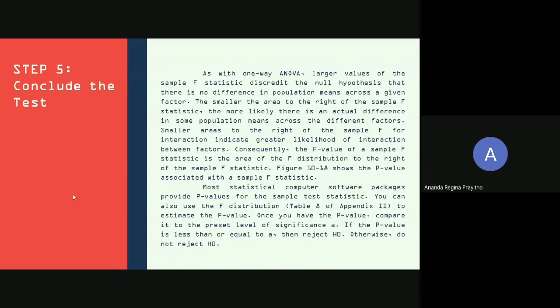Once you have the p-value, compare it to the preset level of significance alpha. If the p-value is less than or equal to alpha, then reject H0. Otherwise, do not reject H0.